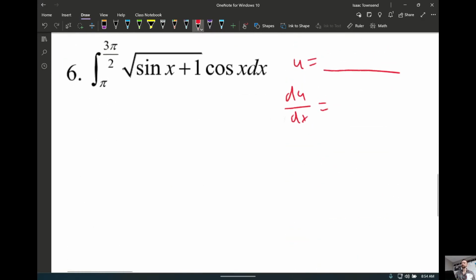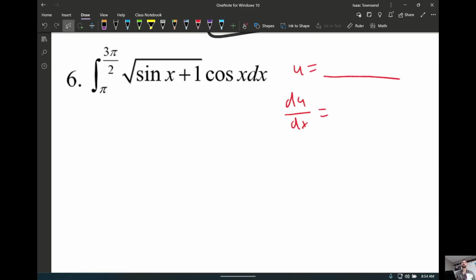Yeah, number 6. Okay, it's stuck under the square root, so that's probably u. Take the derivative of both sides. Multiply the dx over. All of that stuff can just be automatic.